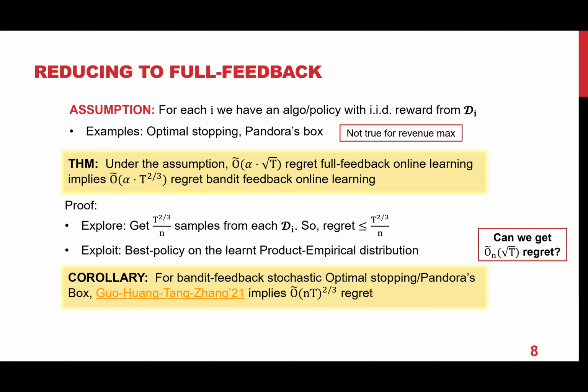An immediate corollary of this would be that for problems like optimal stopping and Pandora's box, you can immediately get some t to the 2/3 regret with full bandit feedback, with no other extra assumption. You get this because we can combine this trick with the sample complexity result that we just saw in the last lecture: n over epsilon squared for strongly monotone problems.